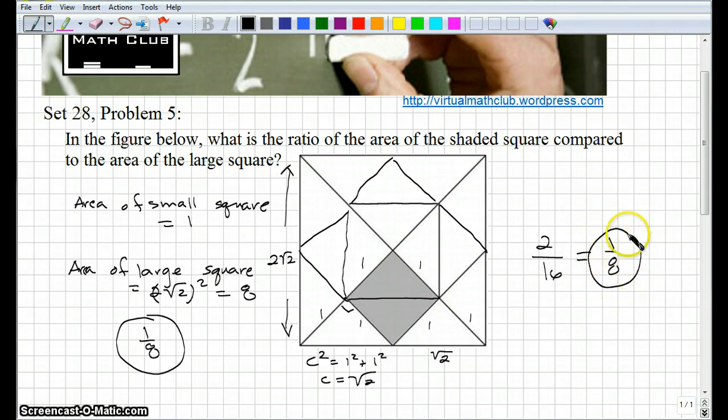Either way you get the same answer, whether you break the figure up into congruent shapes or whether you use the Pythagorean theorem and assign a convenient dimension. Doesn't matter. Either way you get the same answer, and the answer is 1/8. So there you go.